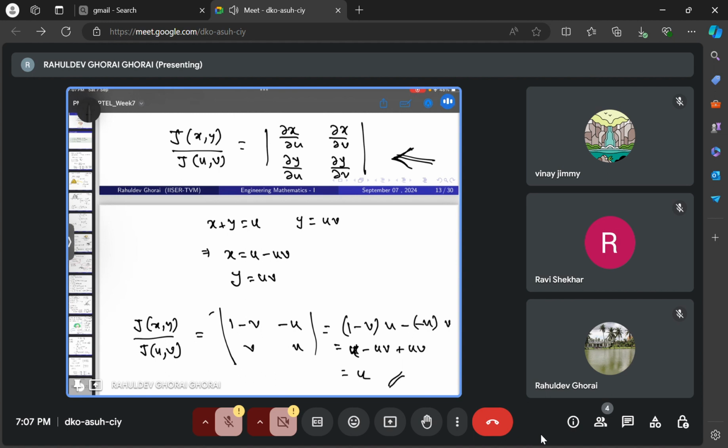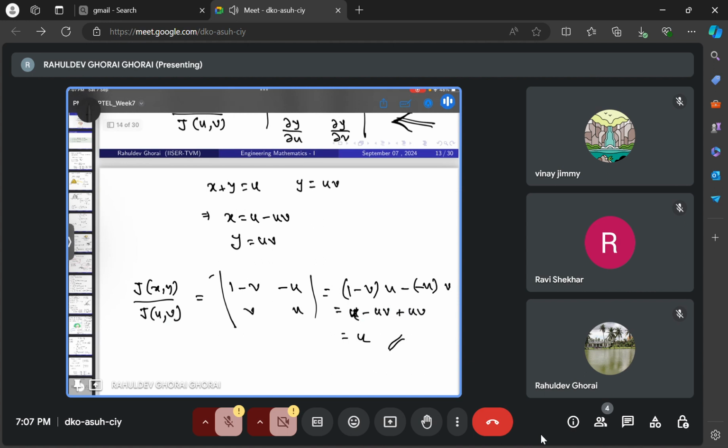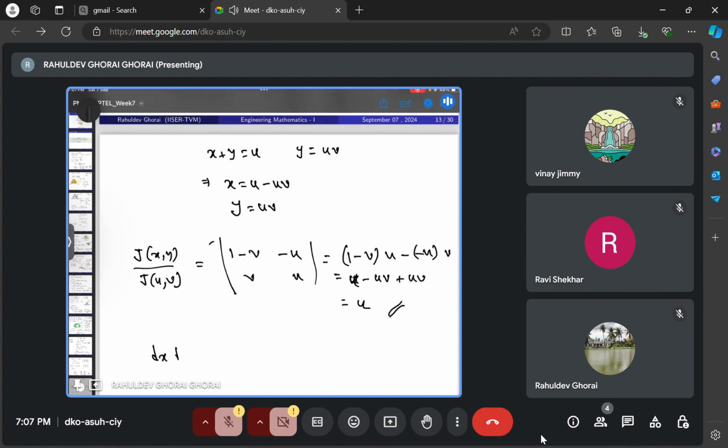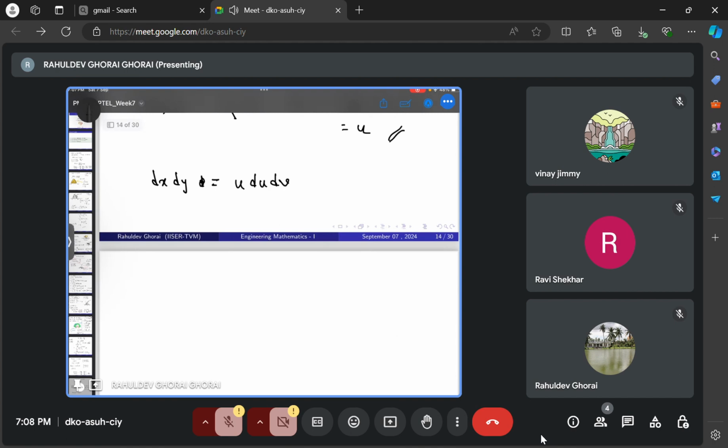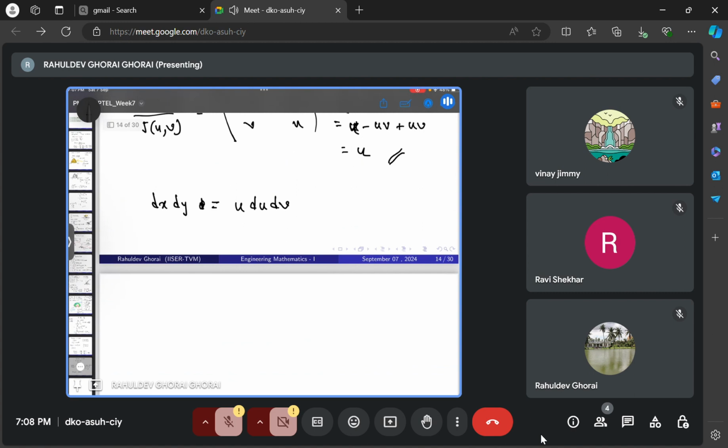That's your Jacobian. So if you change the variables in the integral under x plus y equal to u and y equal to uv, then your dx dy should change to u du dv. It's like r dr d theta, but it can be different also. Here it looks easy, but it can be different. This type of thing you might need to find the integration value of e to the power minus x plus y. We'll see some examples here.